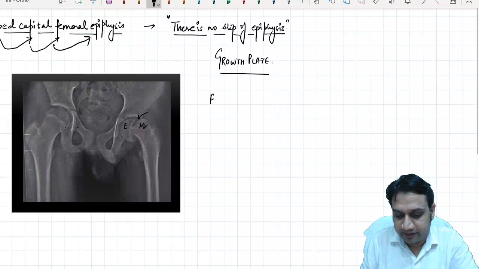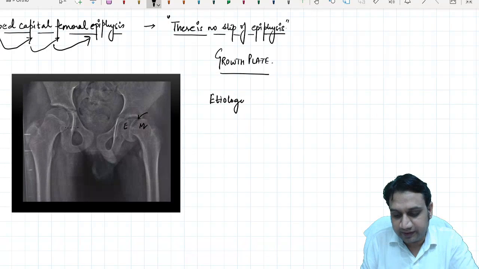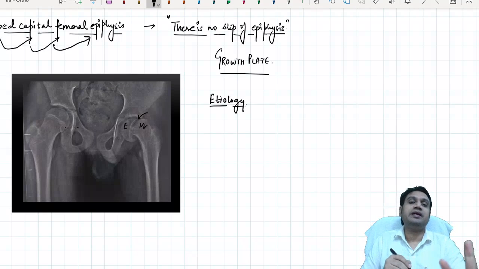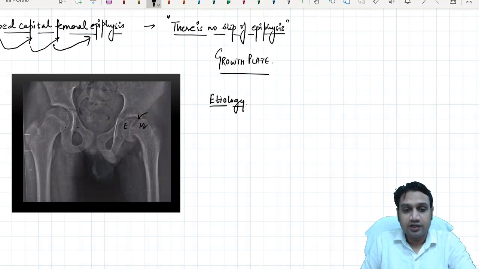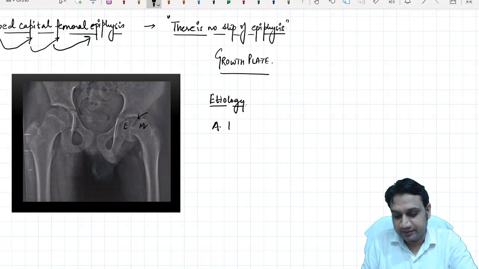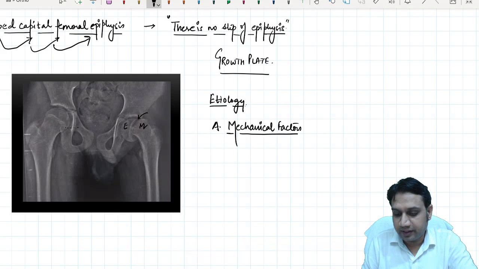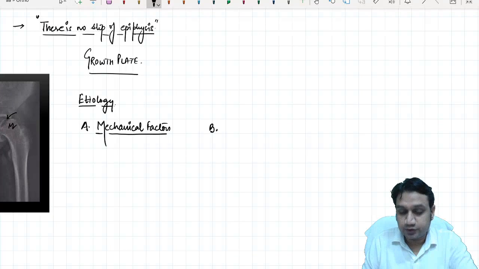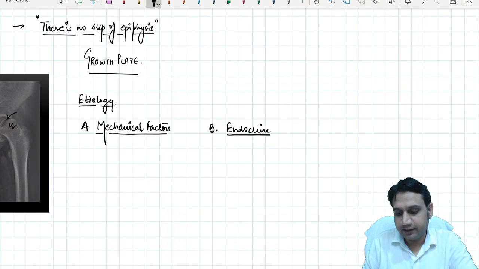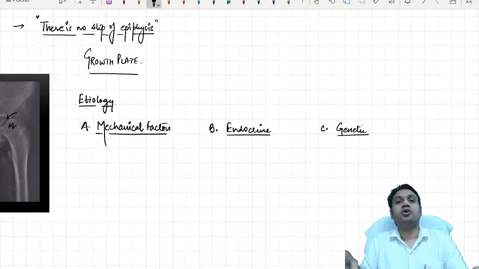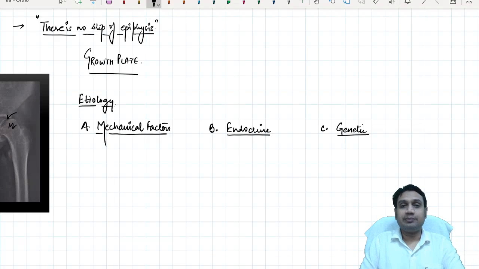If I talk to you about etiology, what are the etiological factors for SCFE? There are three main important factors which have been described in different books. One is the mechanical factors. Second is the endocrinal factors. And third are the genetic factors, which cannot be changed. These are the three main factors which contribute to the development of SCFE. How it happens, we'll see.